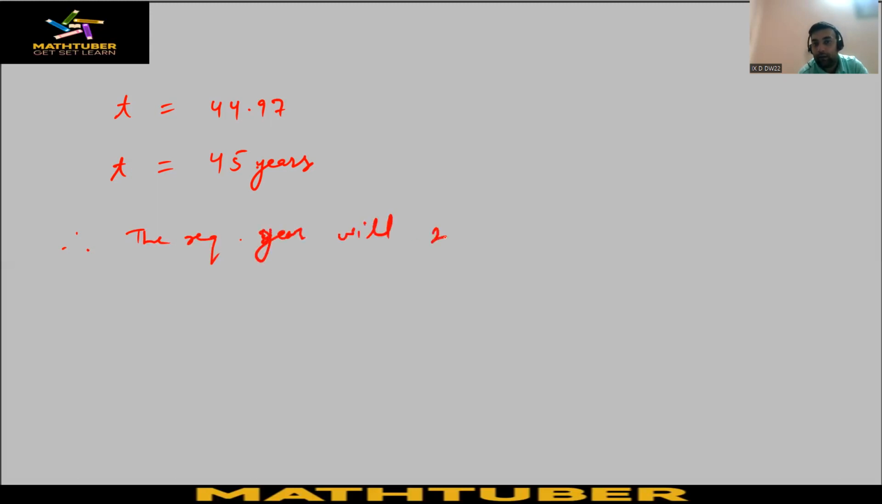So after calculating this, you will get the answer as 44.97, and this 44.97 becomes 45. So approximately t will be equal to 45 years, and after 2010, if we add 45 years to 2010, then the required year will be 2055. This will be the year, right?